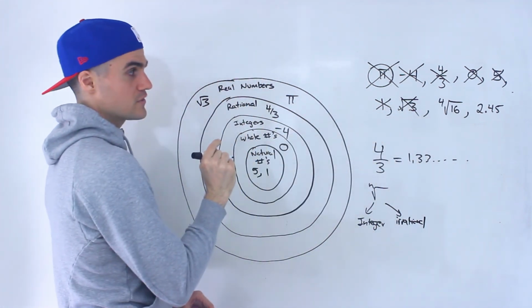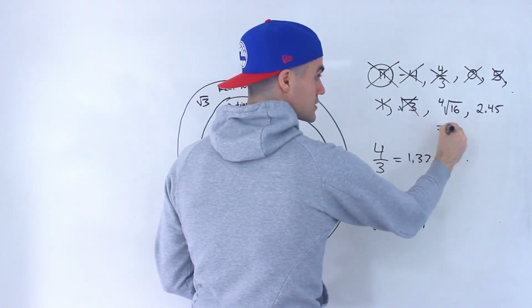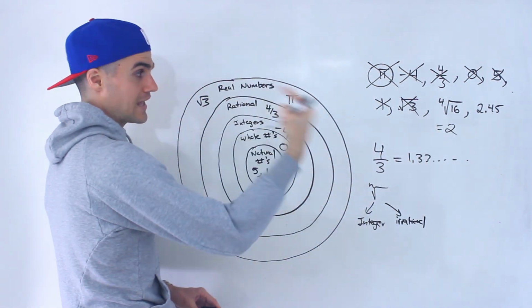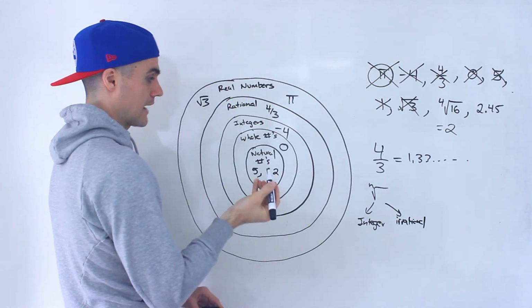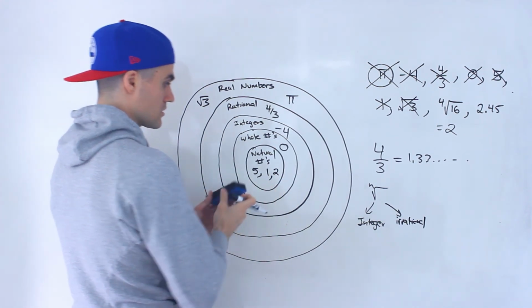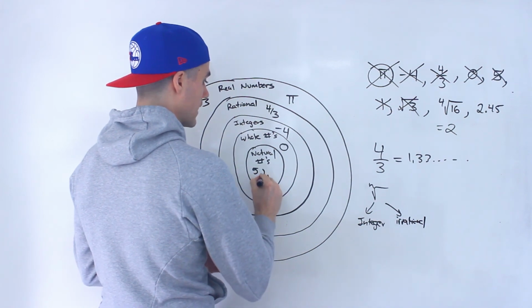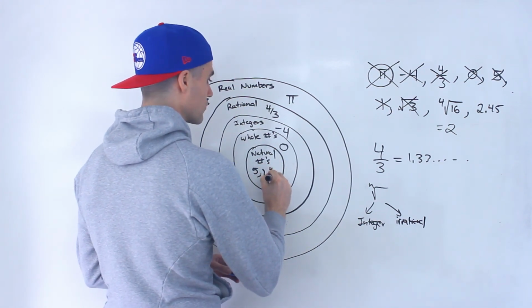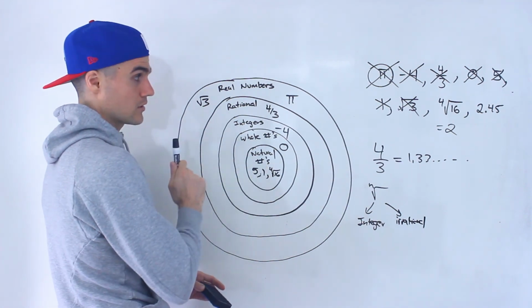What about the 4th root of 16? The 4th root of 16 is 2, which is a positive integer. It's actually a natural number. And you wouldn't actually write 2 there. You'd write that same format, the 4th root of 16 would be a natural number.